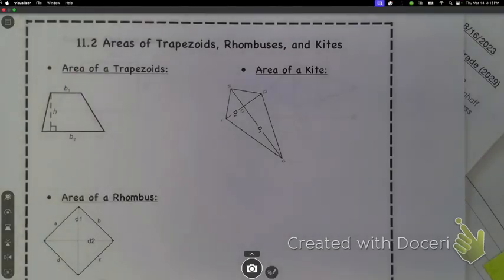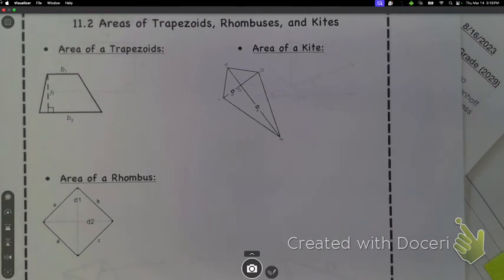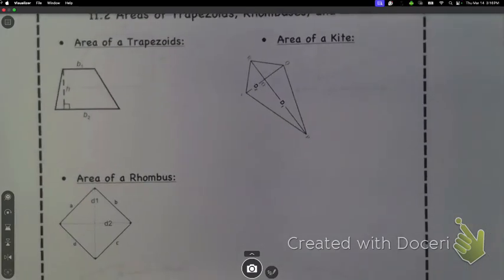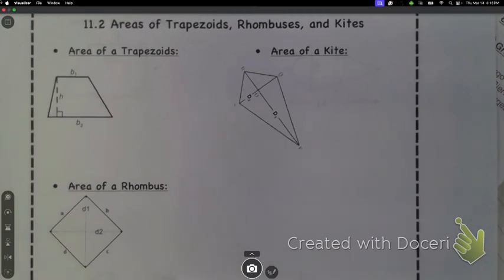Okay, 11.2, area of a trapezoid, rhombuses, and kites. Looking at these shapes, you did all of these shapes yesterday, didn't you? We divided them up into triangles and rectangles. Do you have to remember the formulas that I'm going to give you today? No. You have to remember triangle, rectangle, and circle. Those are the only three you have to remember.